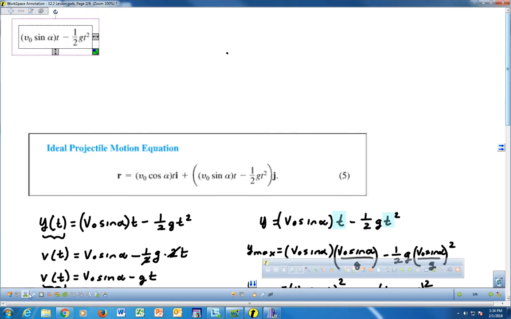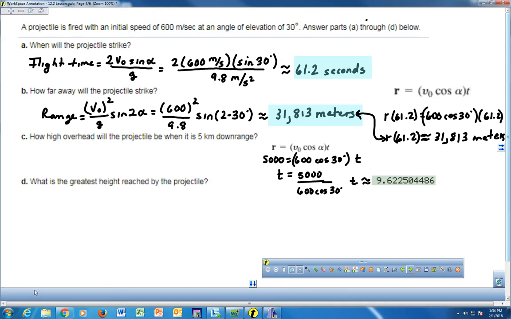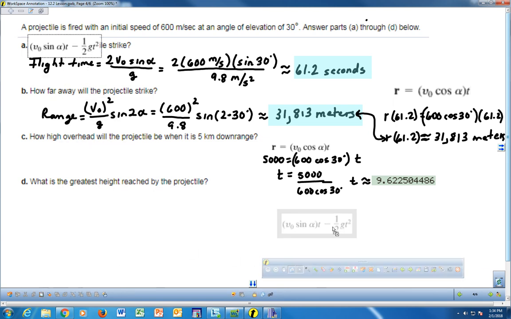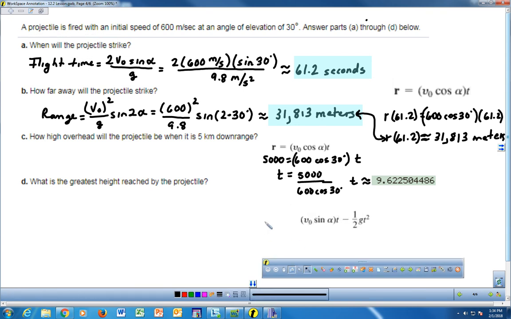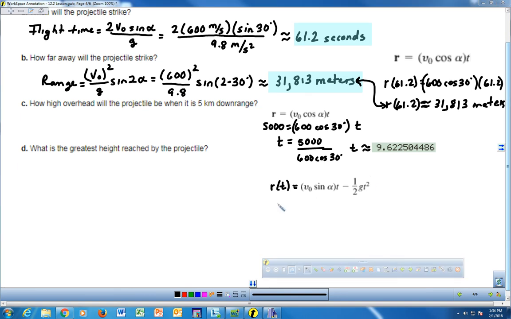I'm just going to copy it. Wait a second because it's loading. And there it is. Okay, so now we're going to use this formula for the position. We want to find how high. Remember that this is going to be the position, but it's going to be my vertical position, right? Because it's the vertical component. We want to find the vertical position when the time is equal to 9.6 seconds. Okay? So that's what we're going to do.